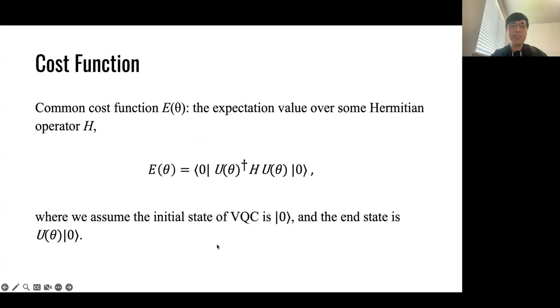Now the cost function. A common cost function, E(theta), is the expectation value over some Hermitian operator H. This H means the H matrix. So we use this formula to denote the expectation, and this formula is also used in the paper. Here we assume that the initial state of the VQC is this, and the end state is this.